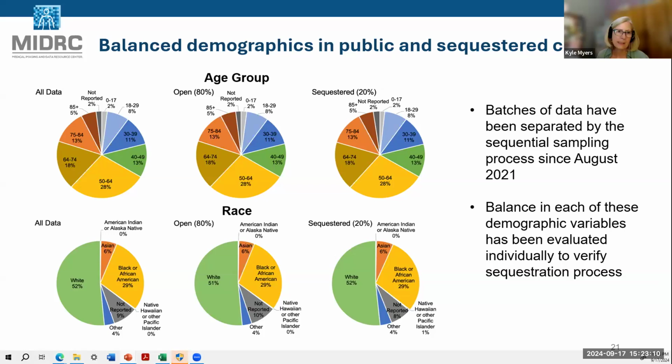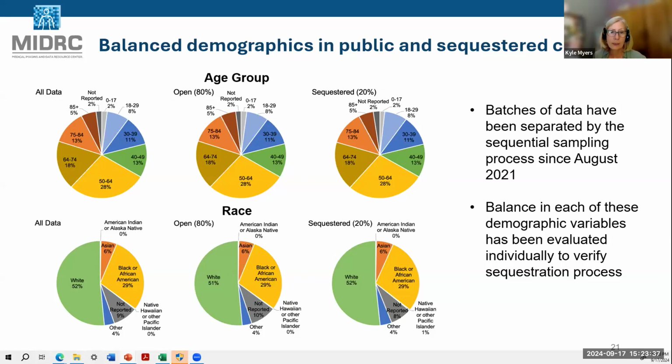So here are just some examples showing that all of the data across age, up on top, here's age on top, all data on the left. The open pie and the sequestered data pie show the similarity of those distributions. Similar for race, all data here, open and sequestered. And it's behind the scenes for calculating the similarity between the data sets.